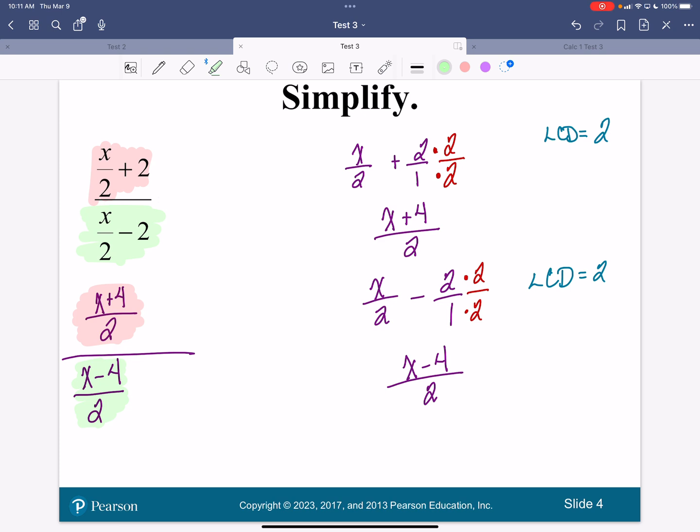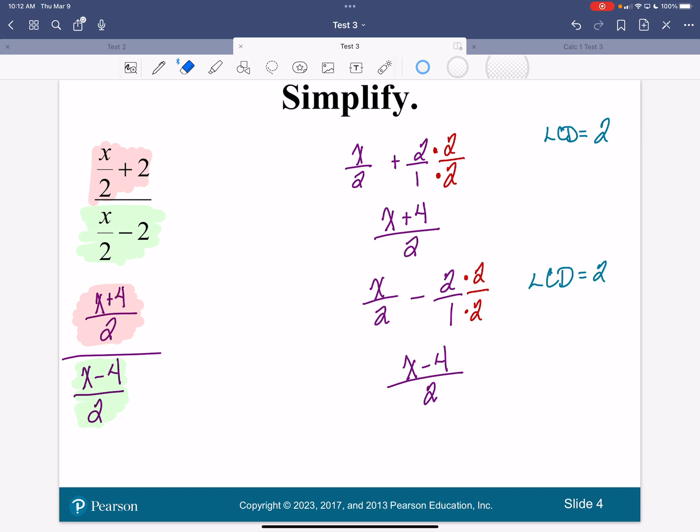So what I have done is I simplified this numerator using the techniques that we learned on Tuesday. Then I simplified this denominator using the techniques that we learned on Tuesday. Now what I have is division of rational expressions. And do we know how to do that? Yes. We rewrite it, change the sign, and multiply by the reciprocal.